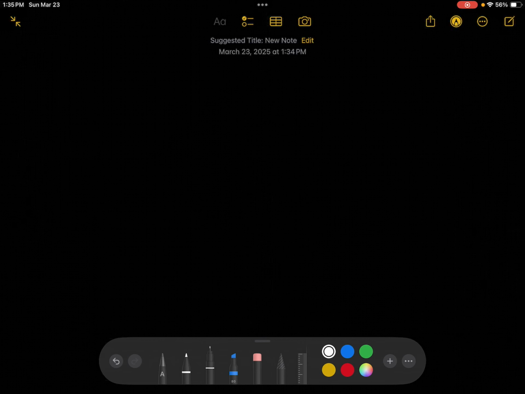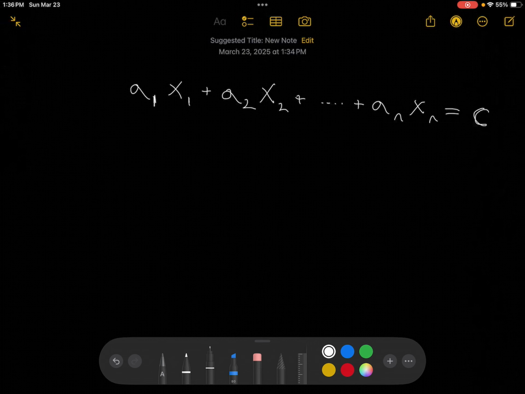So we're going to jump into our first topic, which is linear systems and systems of linear equations. A linear equation is any equation that can be written in this kind of format, where you have some coefficient times some variable plus some other coefficient times some other variable, plus as many variables as you want. Let's say you have n variables. And all of this is equal to some number.